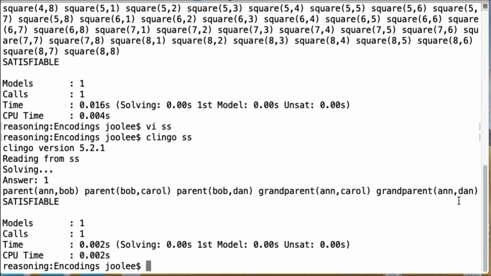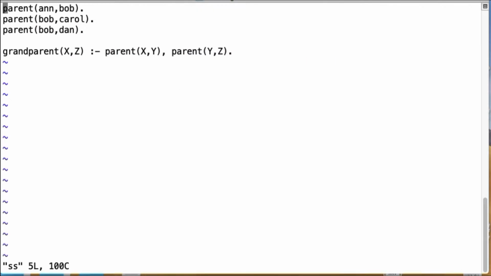So let's go back to this. N is a parent of Bob, Bob is a parent of Carol, Bob is a parent of Dan. Who's a sibling to whom? Carol and Dan are siblings, right? But how do we tell the computer about the sibling relationship? Let's forget about grandparents for now. So let me use the % sign for a comment, so Clingo will ignore this line for now.